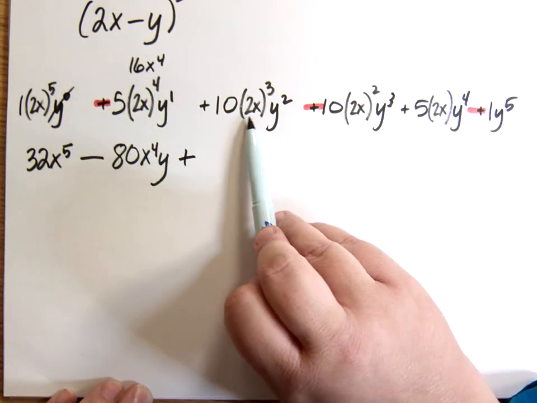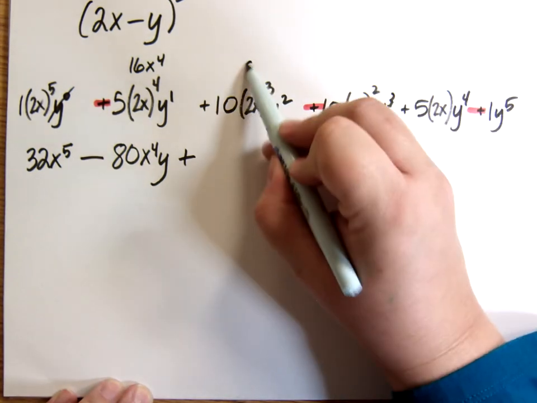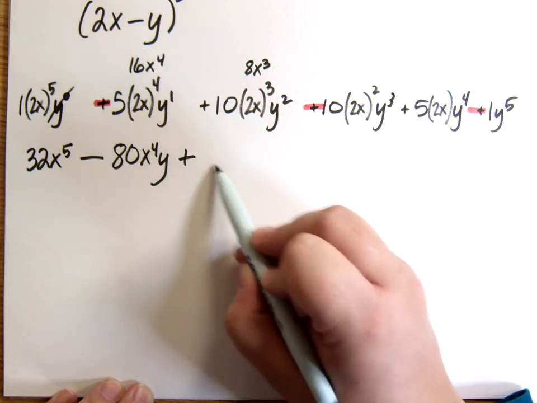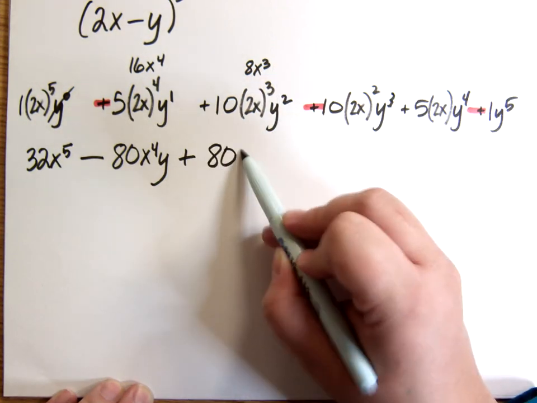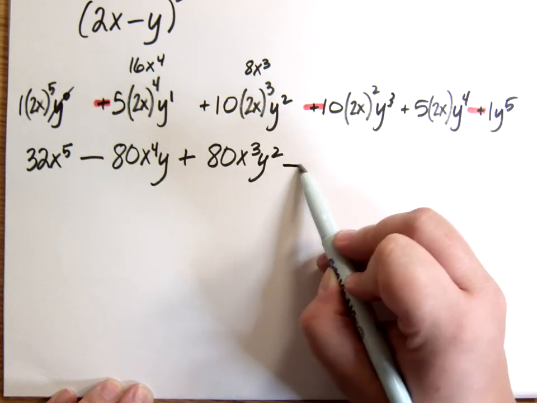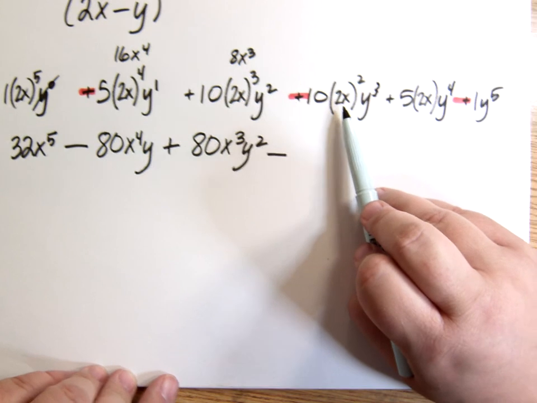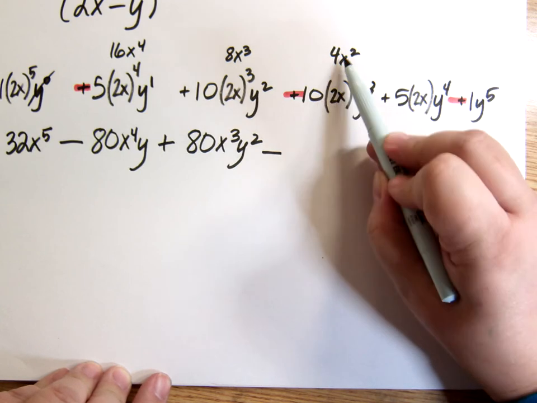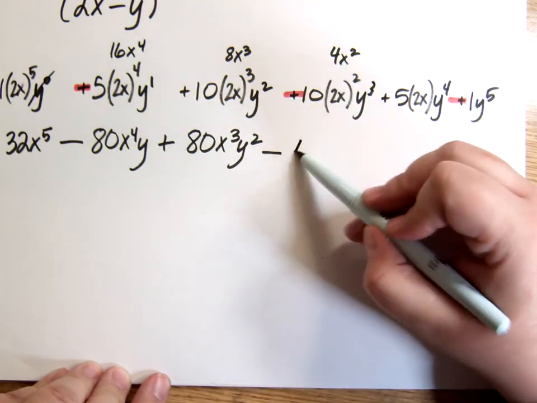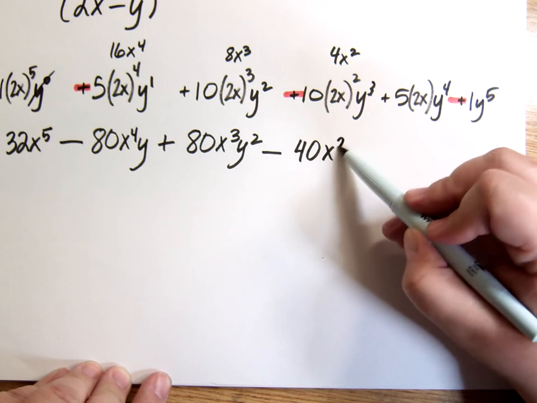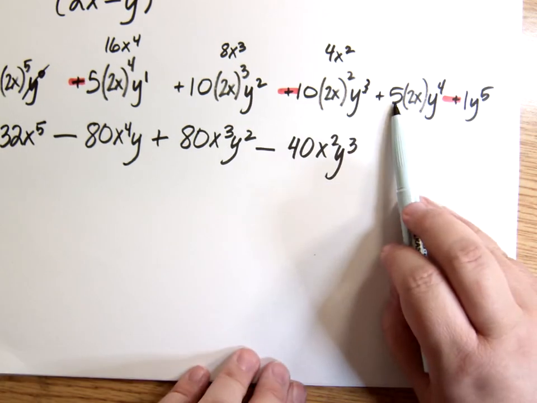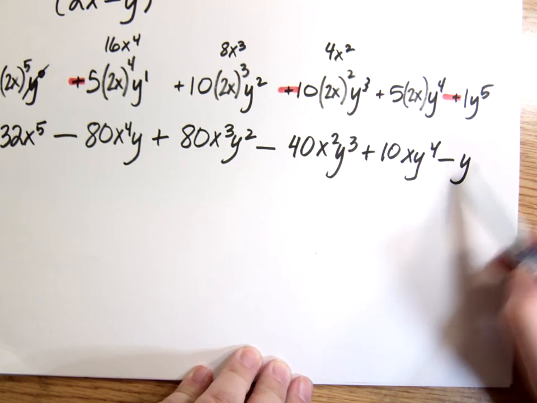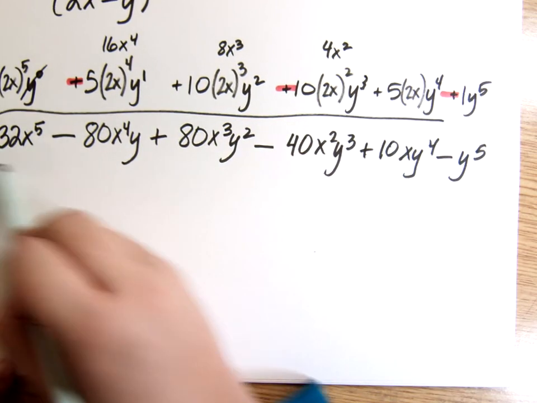Plus 2x to the 3rd, 2 to the 3rd is 8, and then x to the 3rd. So 10 times 8x to the 3rd times y squared gives me also 80. X cubed y squared. 2x to the 2nd. This becomes 4x squared, 2x times 2x. 2 times 2 is 4, x times x is x squared. 10 times 4, that's 40 x squared y to the 3rd. 5 times 2 is 10 x y to the 4th minus y to the 5th. And that is my answer.